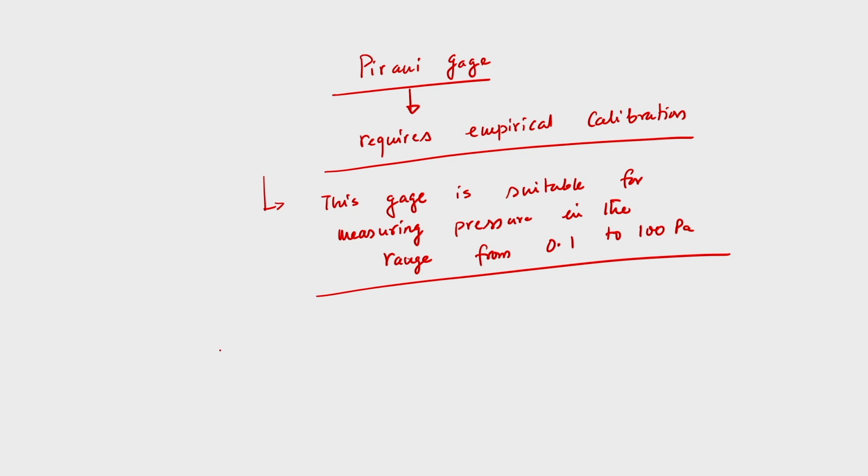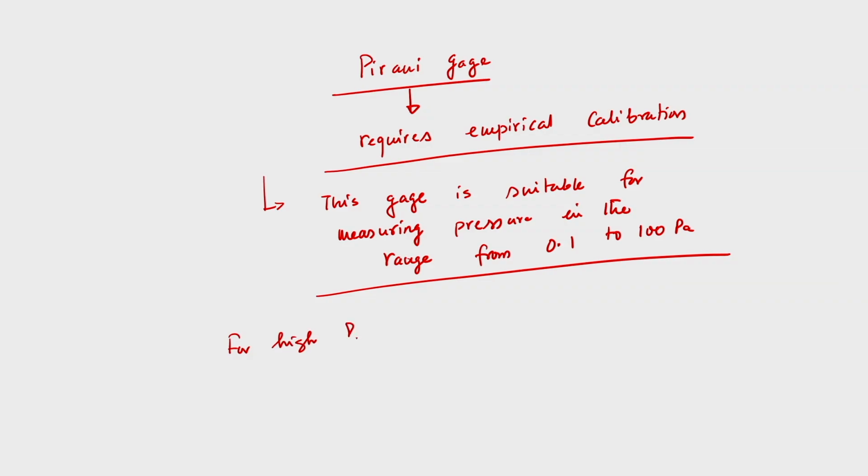So now a question which may arise: is this gauge not applicable for high pressure? Why can we not measure high pressure using this gauge? Of course it is obvious that this gauge is pertinent to measuring a very low pressure, in the range of 0.1 to 100 Pascal, but can't we measure a relatively high pressure using this gauge? If we cannot, why not? So I would like to discuss a few points for that aspect.